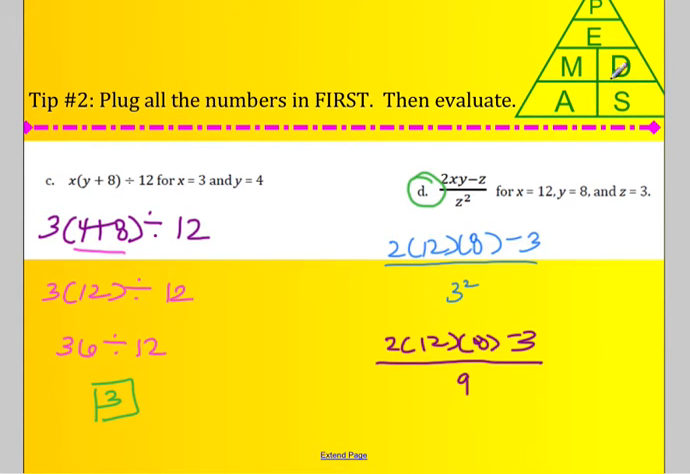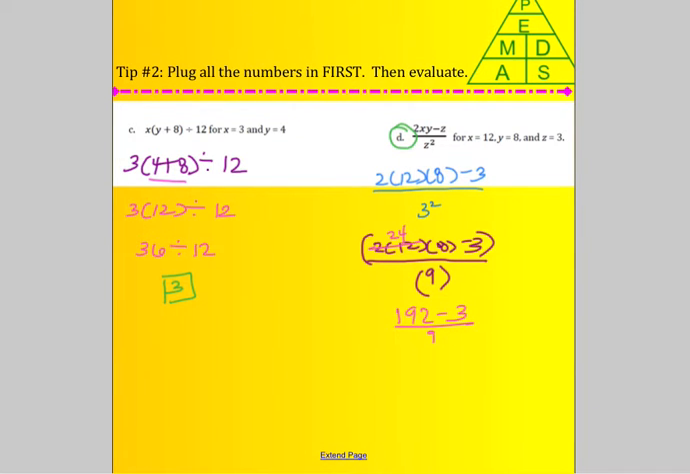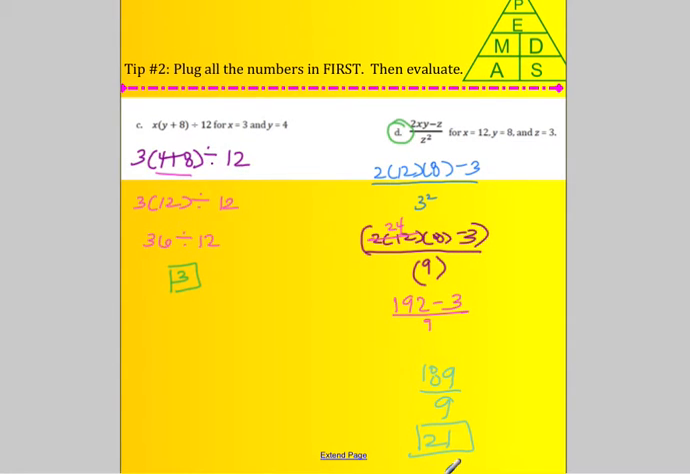Now I do multiply and divide from left to right. I can really think about this as a big bracket of parentheses. I'm going to take care of this, and then I'll divide by 9. So I would have 2 times 12, which is 24. And then I would take 24 times 8, which gives me 192, minus 3, all over 9. Now, 192 minus 3 gives me 189 over 9. And if I typed it into my calculator or figure it out, it gives me 21. So my final answer is 21 for example D.